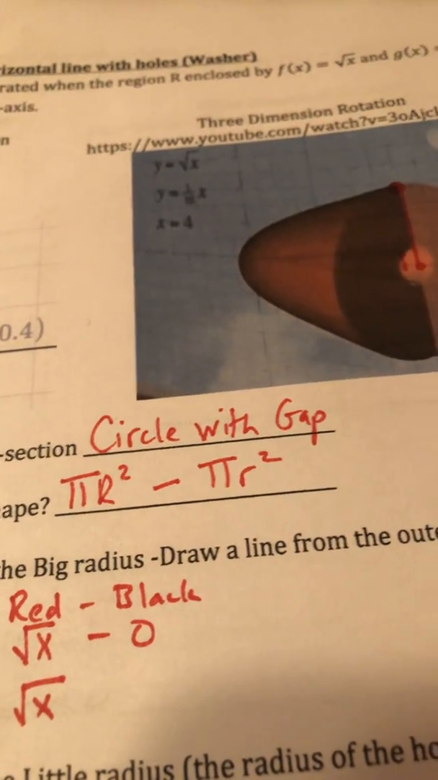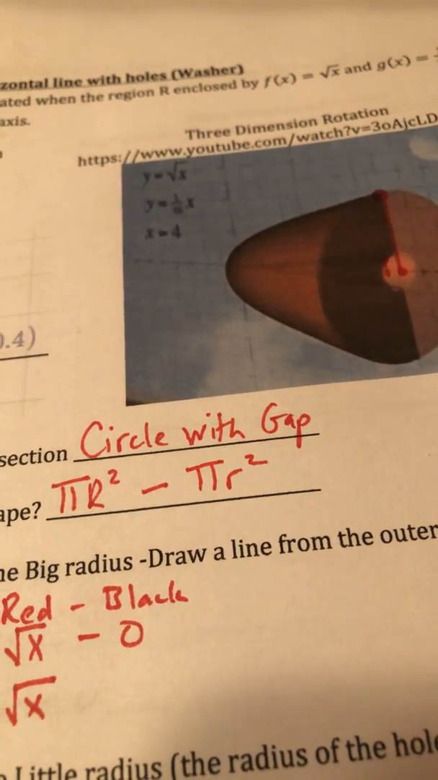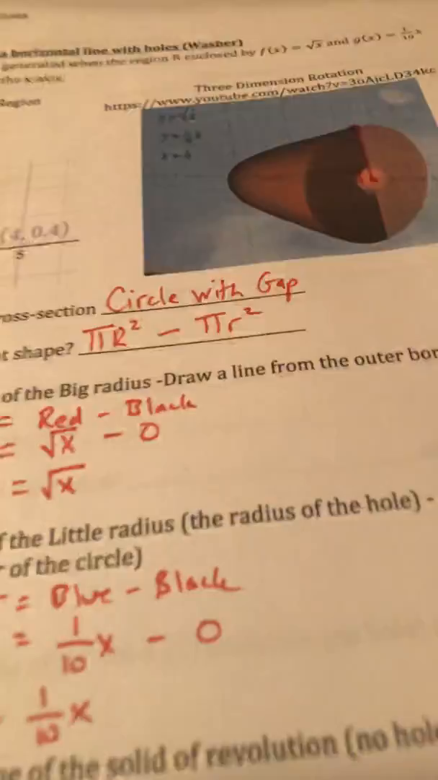So when we come back over here, what we're seeing is we have a circle with a gap. And how do we find the cross section back in geometry? You would say, okay, well, how do I find this shaded region right here? Well, you would find the area of this outer circle. You would find the area of this gap circle, and then that would give you the area of this shaded region right here. So that's the same thing we're going to do here.